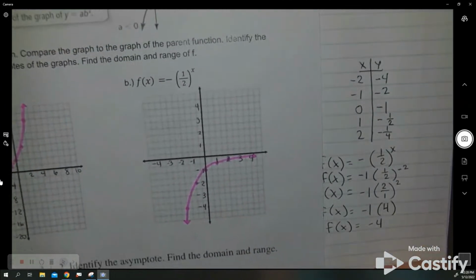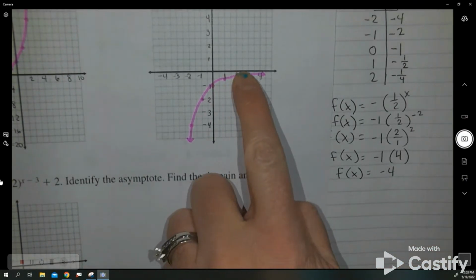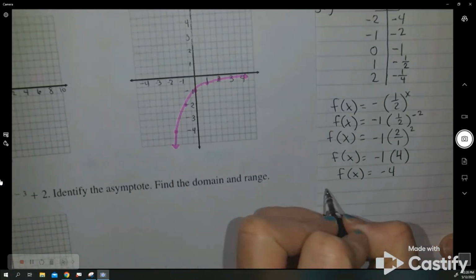When we look at our graph, if we are trying to look for the asymptote for this one, it again looks like it is approaching the x-axis. So if we're approaching the x-axis and never touching it, the asymptote is the x-axis.